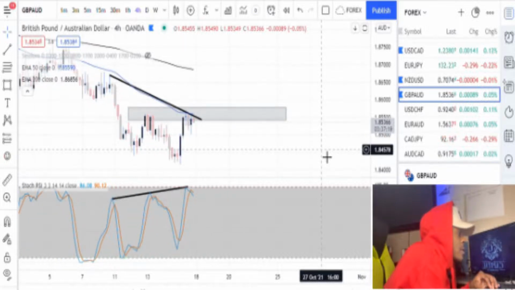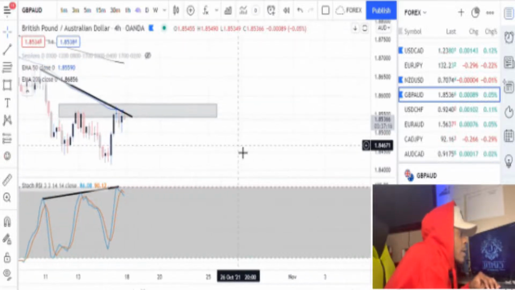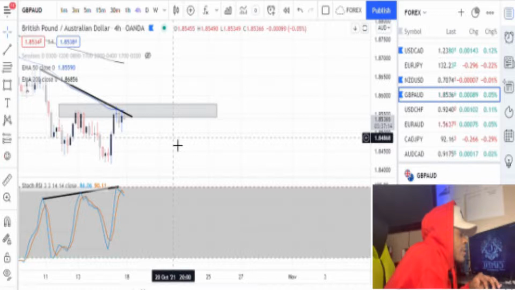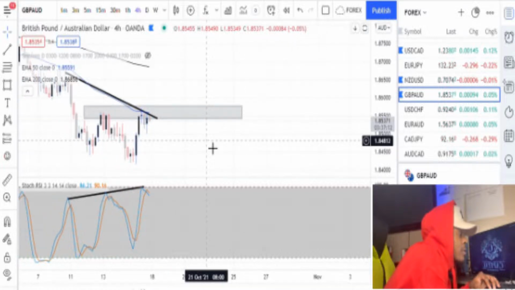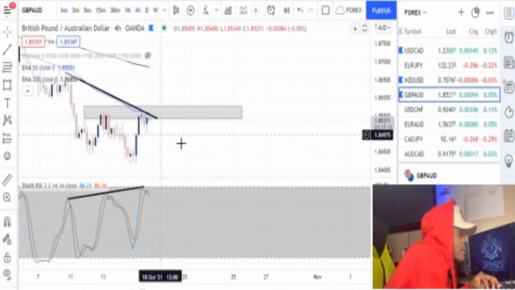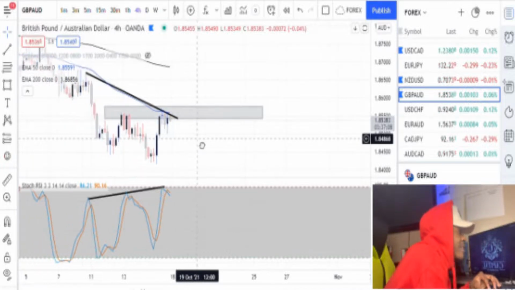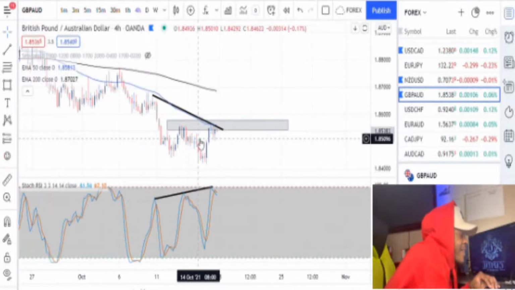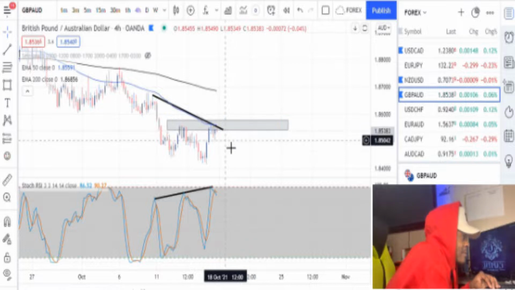It's rejecting out of this zone. Not getting the candlesticks that I'm looking for yet though, and I don't want to enter prematurely, but everything is lining up. I may go ahead and trigger this trade. I think I'm gonna go ahead and trigger this trade right here.